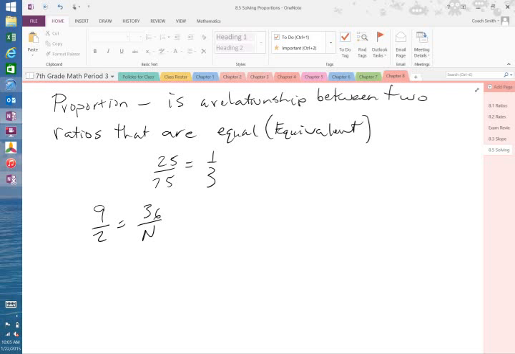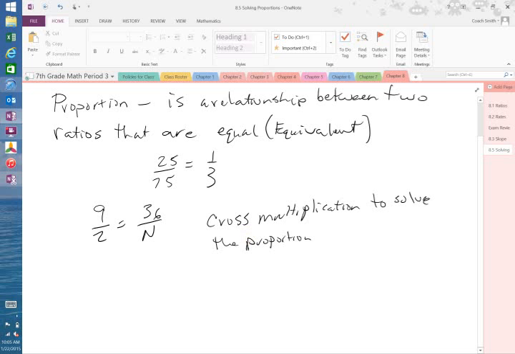We use cross multiplication to solve the proportion. It's one of the reasons that I've started using the word Jimmy Neutron with you. When we talk about cross-canceling, we're multiplying fractions, and we draw the Jimmy Neutron. I'd rather use Jimmy Neutron, because now we're talking about cross-multiplication, and people get it confused. They'll go, oh, okay, so we're cross-canceling. No, you're not cross-canceling, you're cross-multiplying.